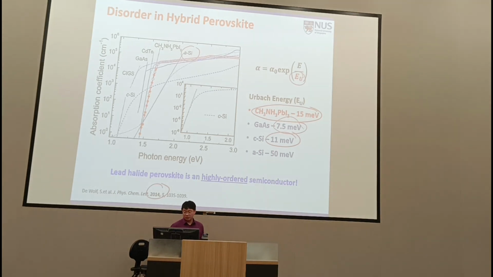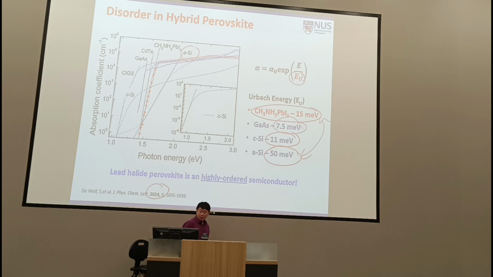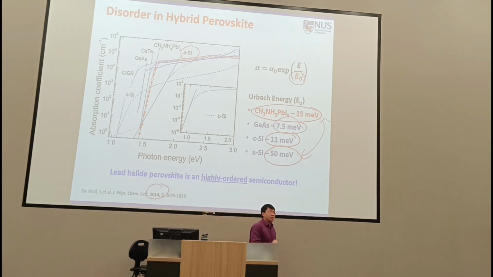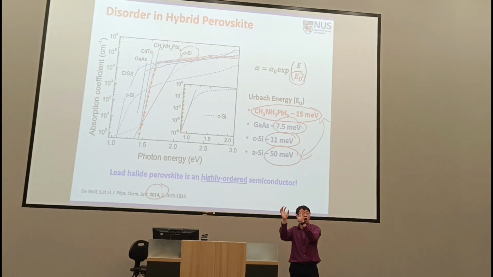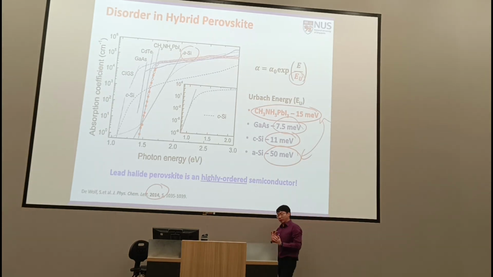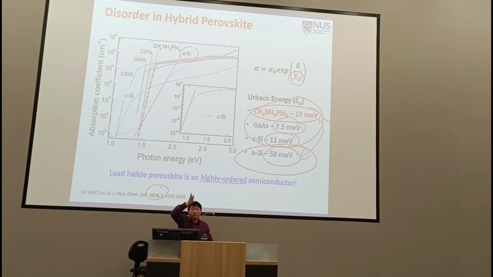But let's take a look at amorphous silicon. Large Urbach energy for amorphous silicon. So if you compare perovskite and amorphous silicon, you can see a distinct difference. What this study tells us is that perovskite actually belongs to the family of very ordered semiconductors. That's good. Order in general is very good. It belongs to the family of order, not disorder, simply by looking at the Urbach energy.